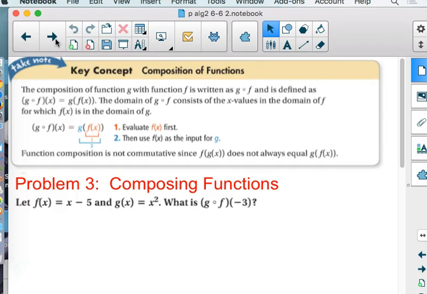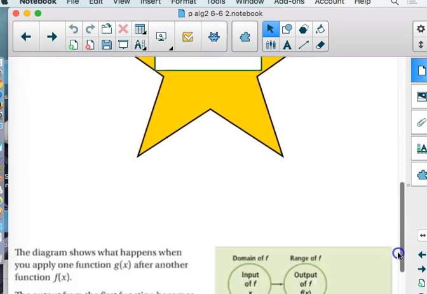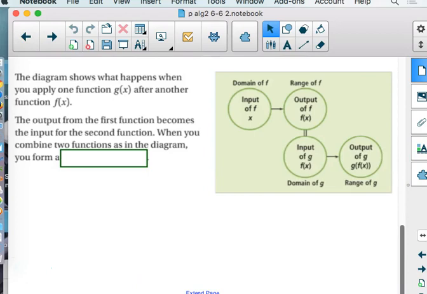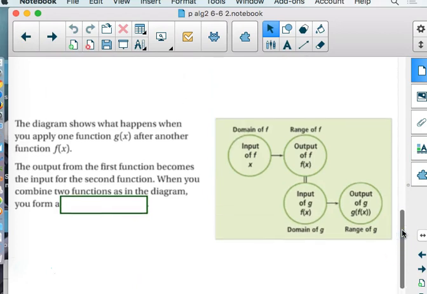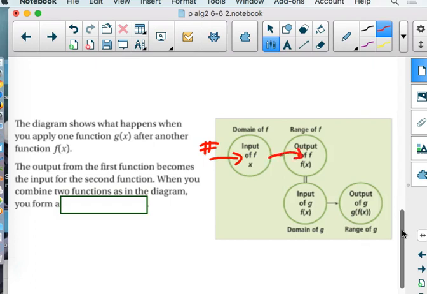Oh, was there more at the bottom of that page? There's a little something or other down there. There it is. The diagram shows what happens when you apply one function after another function. Okay? So we take a number and we put it into a function and we get something back. There's the something back. And then we say, you know what? I'm going to put it through the other function too. And we put it into that function and it kicks something out.